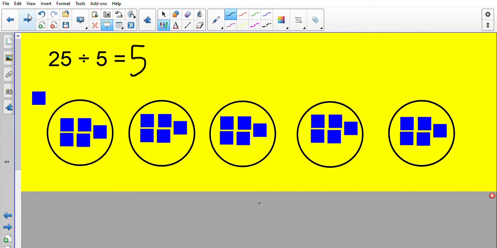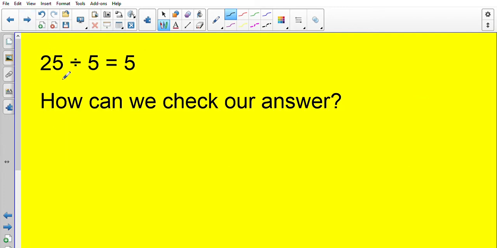Now today I want us to practice checking our answers to make sure that they are correct. We always need to check our answers. So we know, or we think we know, that 25 divided by 5 equals 5, but we need to check it. To use the inverse, we are going to do the opposite to check it. When we were doing the opposite with adding and subtracting, we started at the opposite end of the number sentence and worked our way backwards.